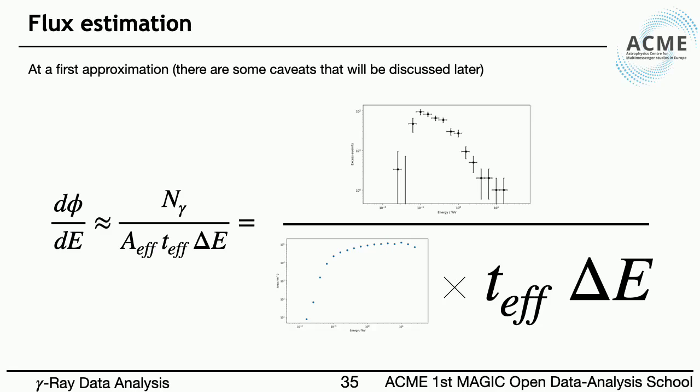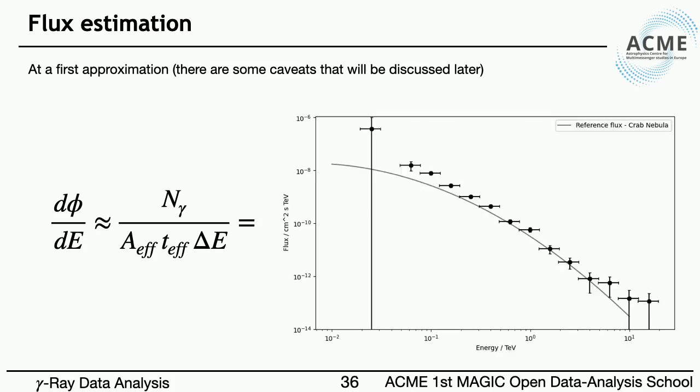At this point, we have all the ingredients for computing the differential energy flux. We have the number of excess events in the numerator, which we estimated in the first part of this lesson. And we also have the effective time and the collection area in the denominator. So we can finally compute a very first approximation of the flux, shown here on the right.